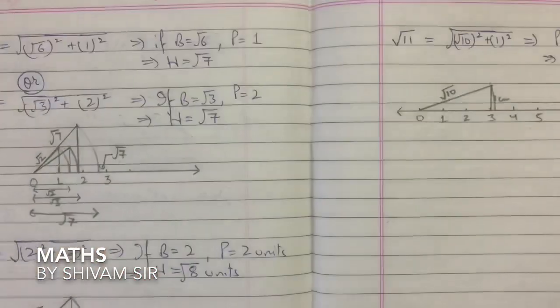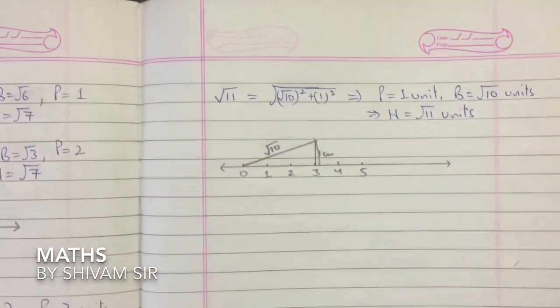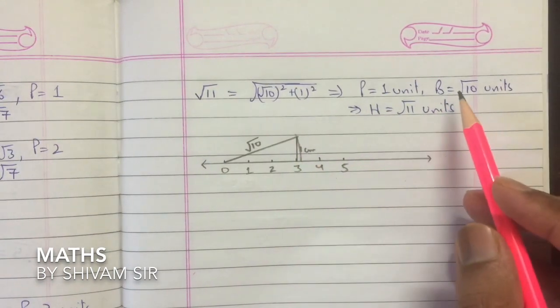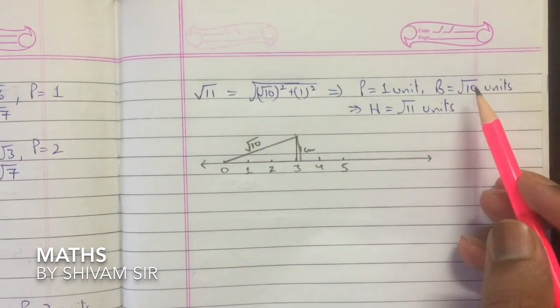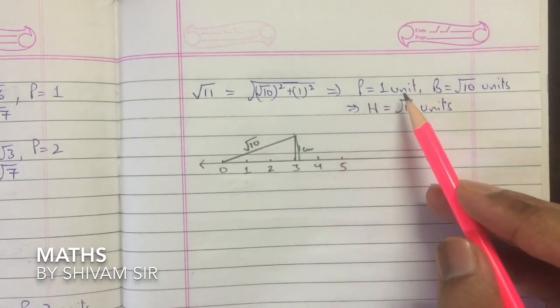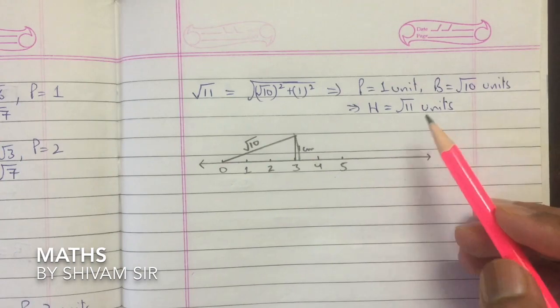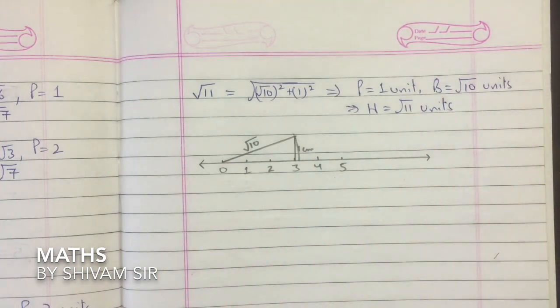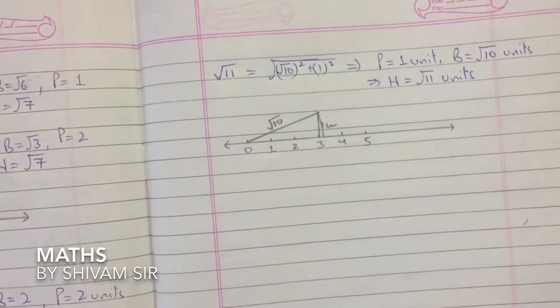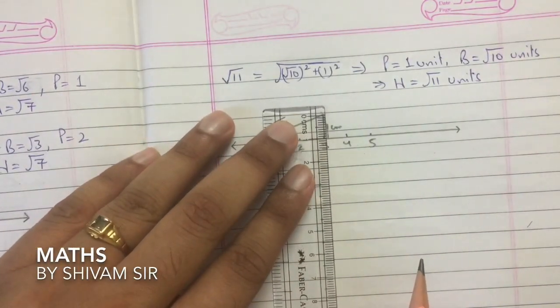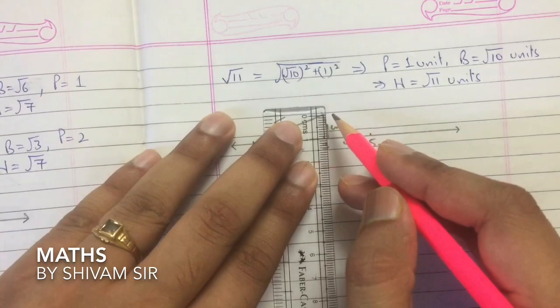Similarly root 11. Root 11 can be broken down as root 10 square plus 1 square. If base is of root 10 units, root 10 square is 10, and 10 plus 1 is 11. So perpendicular will be of 1 unit, which means the hypotenuse so obtained will be of root 11 units. First draw root 10 in this way. On root 10, draw 1 unit perpendicular.